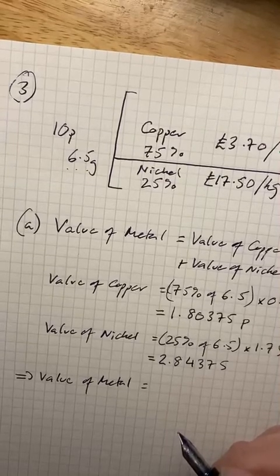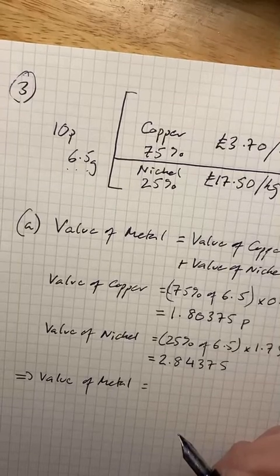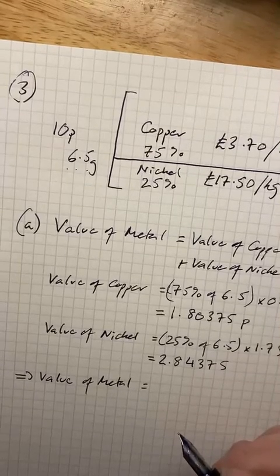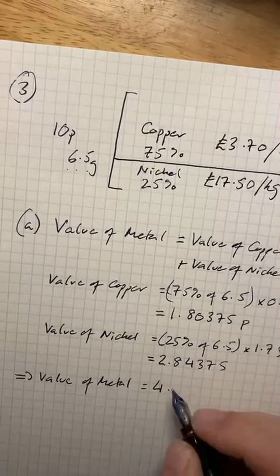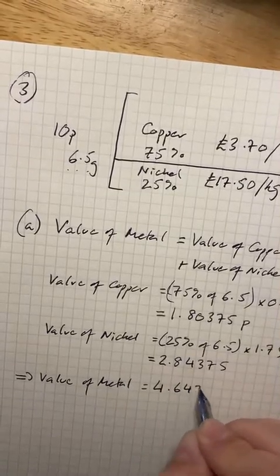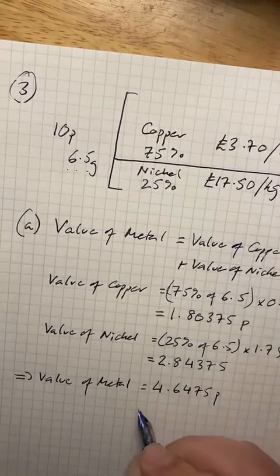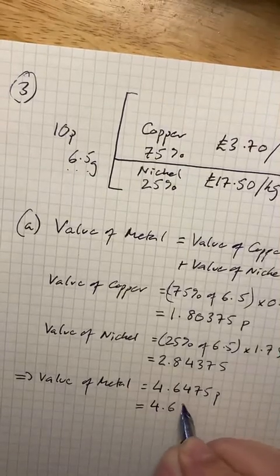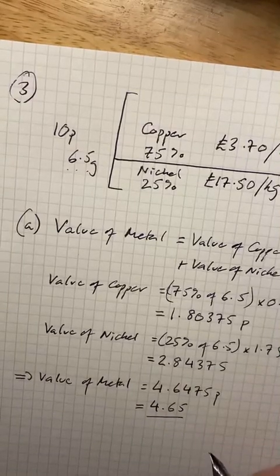With the calculator, 1.80375 plus 2.84375, and the answer I get is 4.6475p. It's got 2 decimal places. Okay.